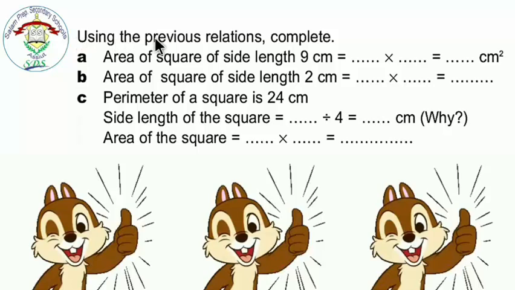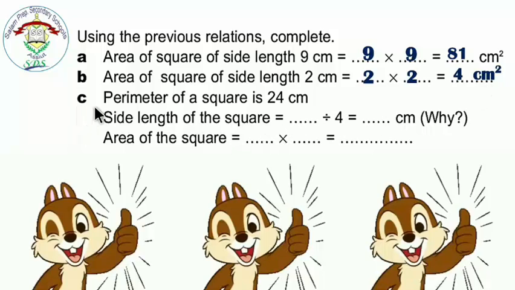Using the previous relations, complete. First one, area of square of side length 9 centimeters equals 9 times 9 equals 81 square centimeters. Please remember, area of square equals side length times side length. The second one, area of square of side length 2 centimeters equals 2 centimeters times 2 centimeters equals 4 square centimeters.